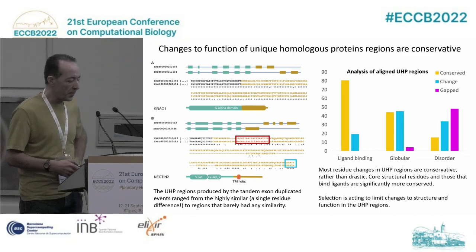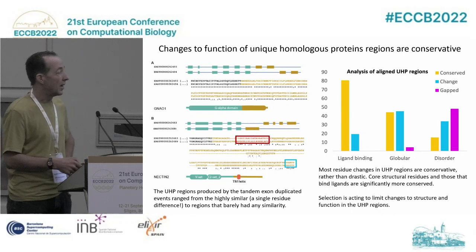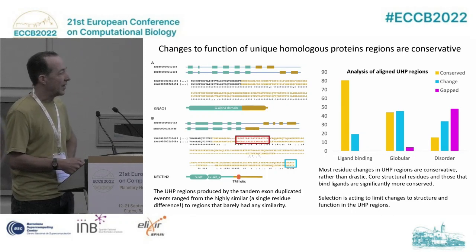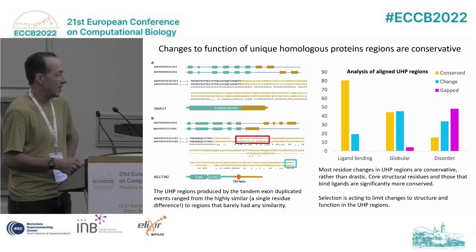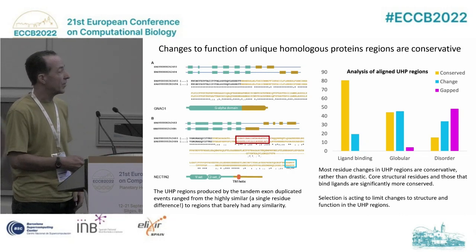And when we actually look at the conservation of the residues between the two regions that we're looking at, the regions in brown here, we can separate them into regions that bind ligands, regions that have a globular structure predicted by AlphaFold, and regions that are disordered predicted by AlphaFold. And this more or less fits with what you would expect. For the regions predicted as disordered by AlphaFold, the vast majority of the alignments are either with gaps or amino acid residue changes, whereas with a globular structure, there's a lot more conservation of the amino acid. And when you look at the ligand binding residues, almost 80% of them are conserved. They tend to be conserved because they're functionally important for that particular region.